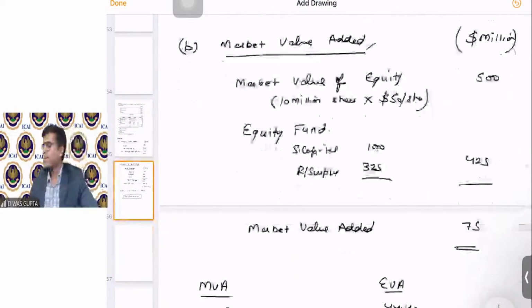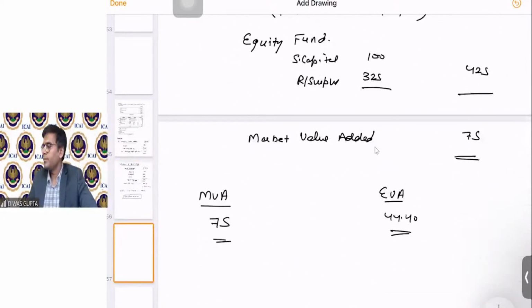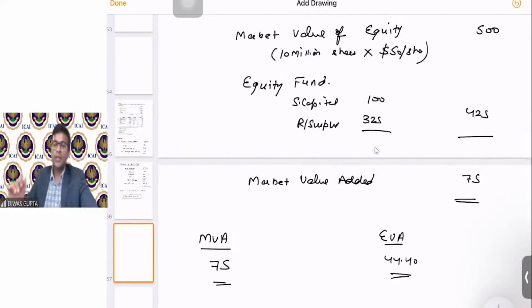Yes, perfect. So that is all, students. If you see, EVA is a period or historical amount. MVA is an as-on-date amount from the market perspective, students.